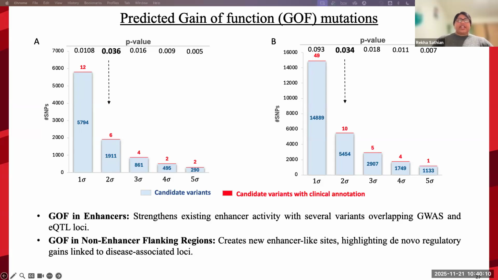We also identified several gain-of-function SNPs in flanking enhancer regions that create entirely new enhancer-like sites, and these de novo enhancers may expand the regulatory landscape. Importantly, some of these newly formed enhancers also overlap with the disease-associated loci, showing that enhancer gain is a mechanism by which non-coding variants can impact gene regulation.